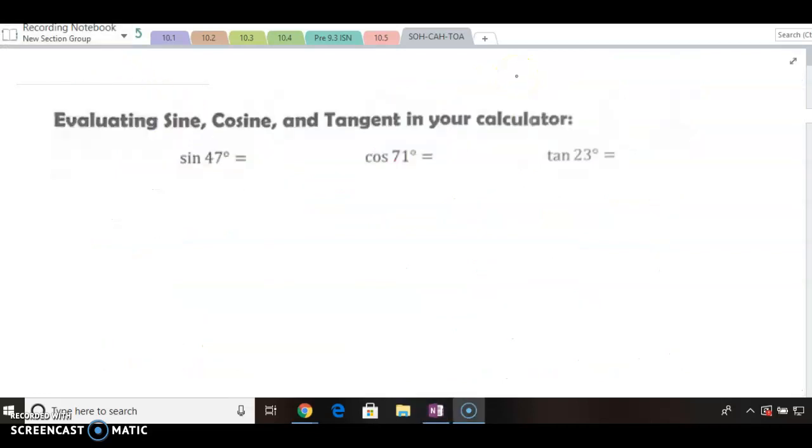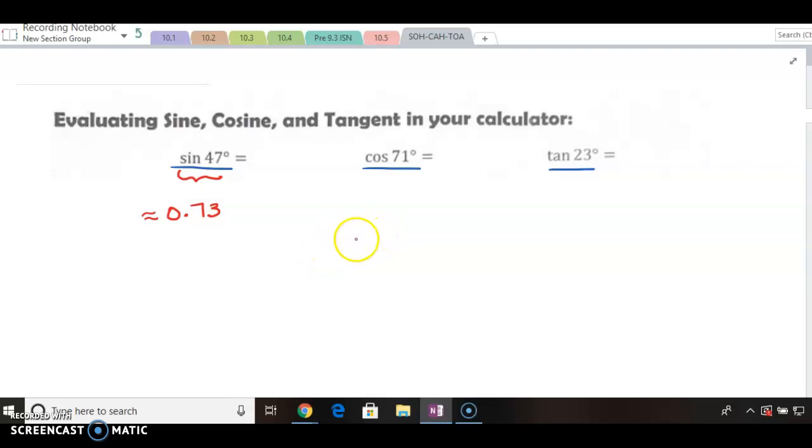All right, so the last thing I want to do is show you how to find like the sine of a 47-degree angle, the cosine of a 71-degree angle, and the tangent of a 23-degree angle on your calculator. So the first thing you want to do is make sure your calculator is in degree mode. Okay, now after you're in degree mode, you literally just want to put sine of 47 in your calculator. Okay, and when you do that, you should get roughly 0.73. And this is rounding because there's a whole bunch of decimals.